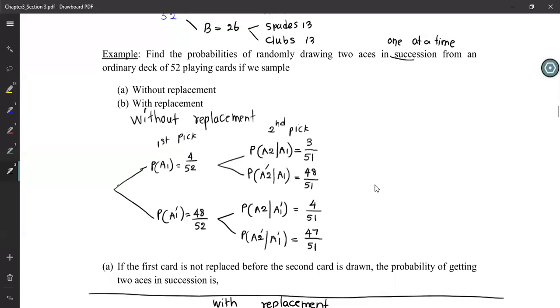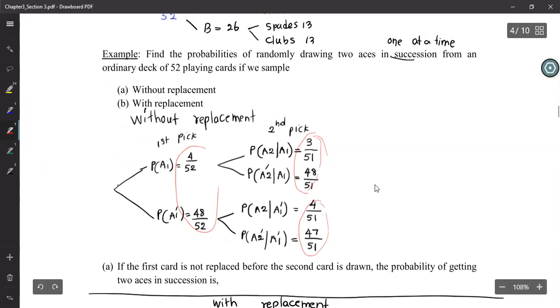Right, again, if you look at the total probabilities, 4 and 48, 52 over 52, 1. You have total probability 1 here. Here you have 3 and 48. 48 plus 3 is 51, 51 over 51. You have total probability 1 here, total probability 1 here. Right? Now let's do the multiplication for all 4 probabilities. What is this first one? First is an A, second is also an A. It is 4 over 52 times 3 over 51.